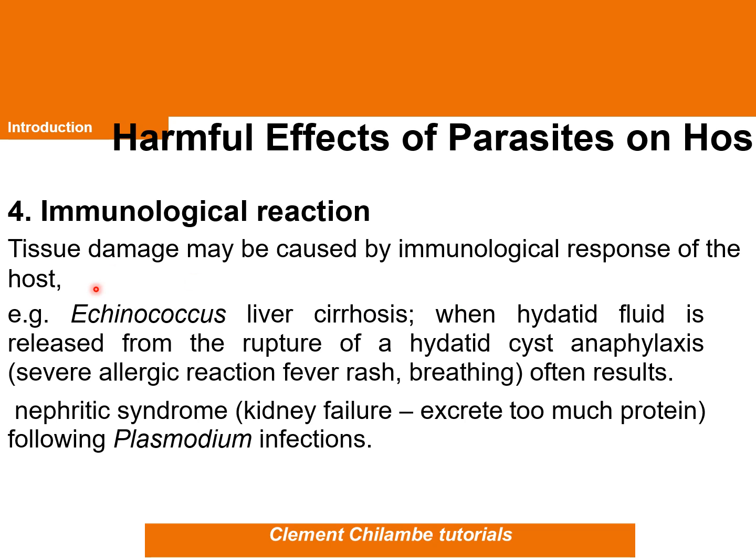Right. Immunological reaction is the fourth harmful effect of parasites on the host. Immunological reaction, we have tissue damage. What happens with this? There is tissue damage, which may be caused by immunological response of the host. Let's give an example of the Echinococcus liver cirrhosis. So when the hydatid fluid is released from the rupture of the cyst, there is anaphylaxis that results.